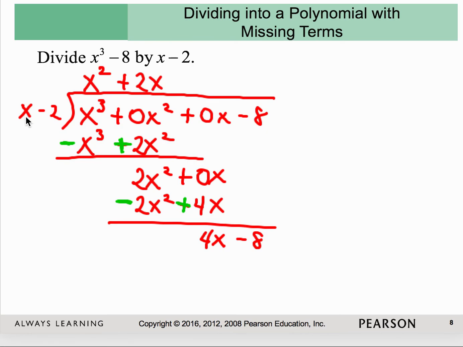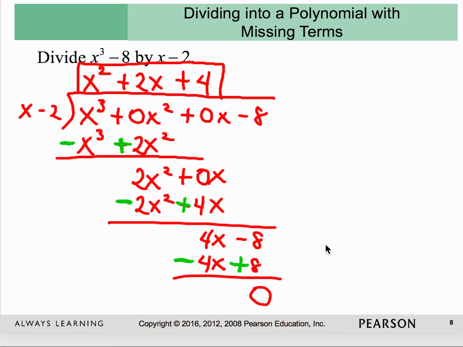What are you going to multiply x by to make it 4x? 4. 4 times x is 4x. 4 times negative 2, negative 8. Subtract or change the signs. And both of those are 0, so I don't have a remainder on this one. But there's my quotient, my answer.